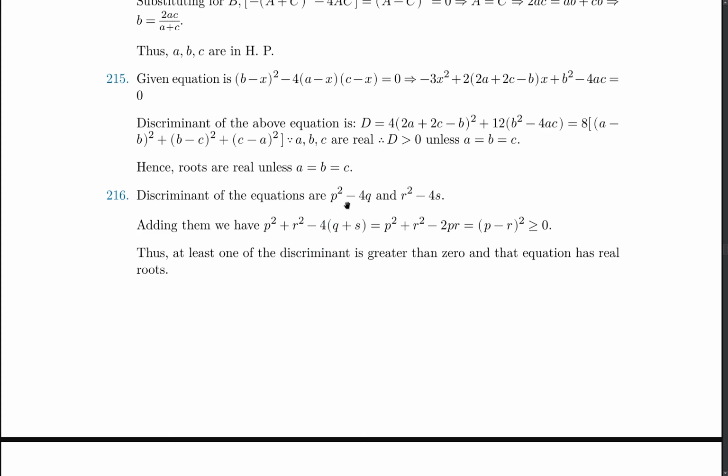Once we have that, at least one discriminant is greater than 0. Either this is greater than 0 or this is greater than 0, because otherwise the sum of discriminants cannot be greater than or equal to 0. We have added two discriminants, right? And we find that the sum is greater than or equal to 0. So at least one of the discriminants has to be greater than 0, and that equation will have real roots. Both can have real roots as well.